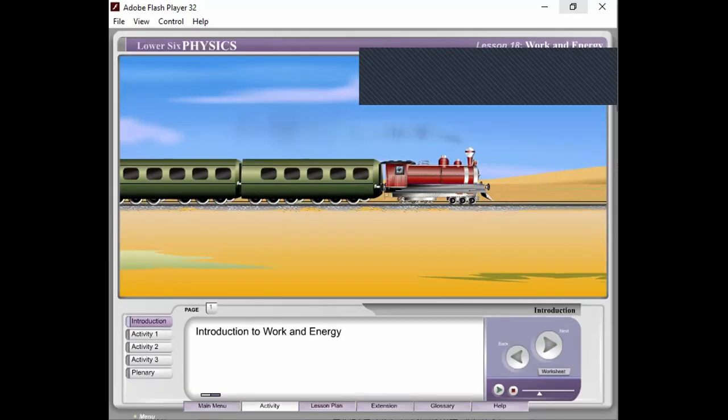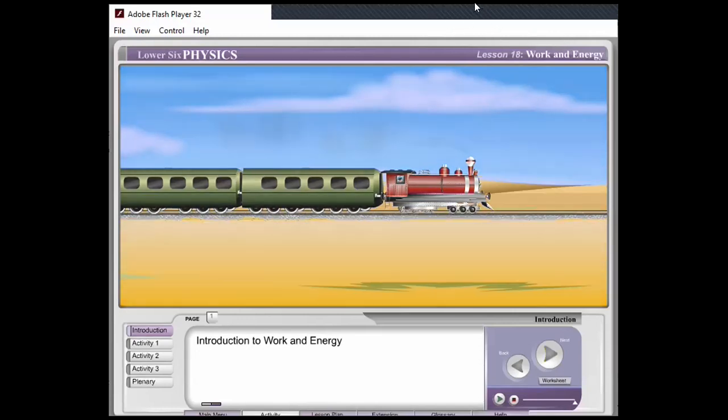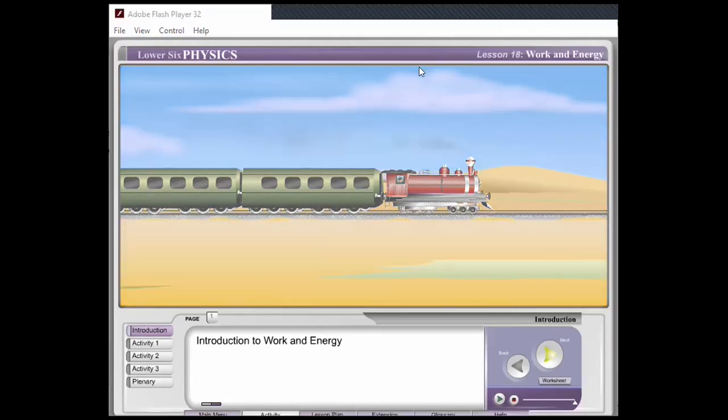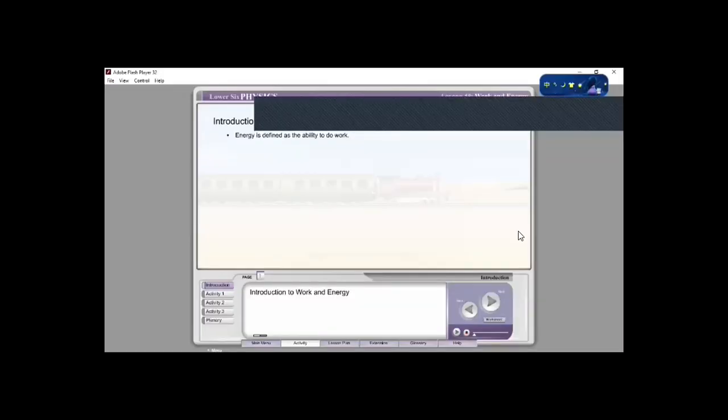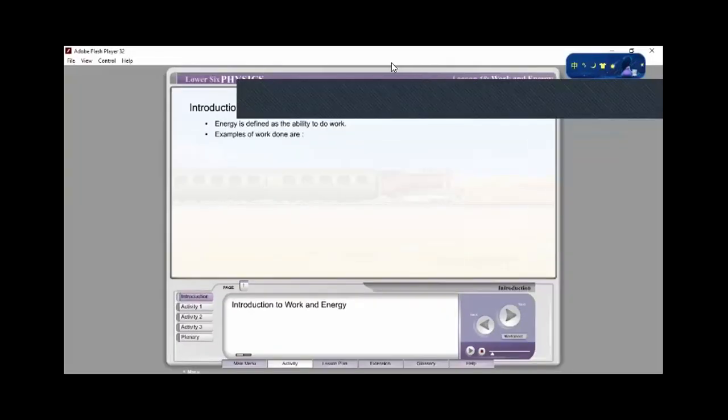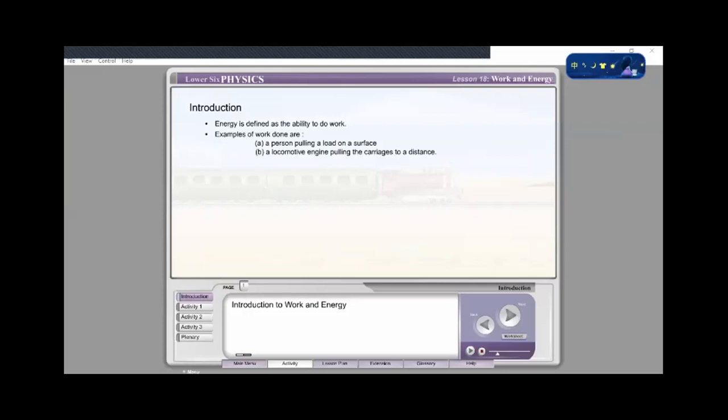Introduction to Work and Energy. Energy is defined as the ability to do work. Examples of work done are a person pulling a load on a surface, a locomotive engine pulling the carriages to a distance. To perform such work, the objects need to possess energy.